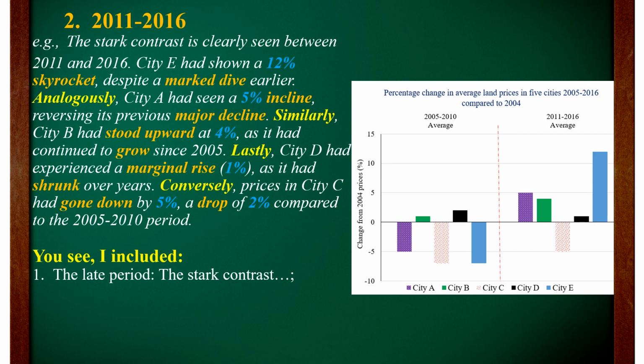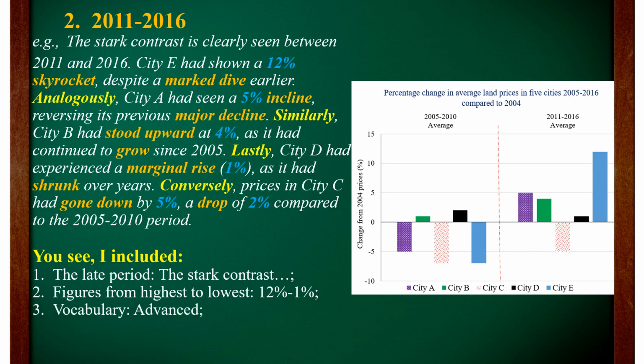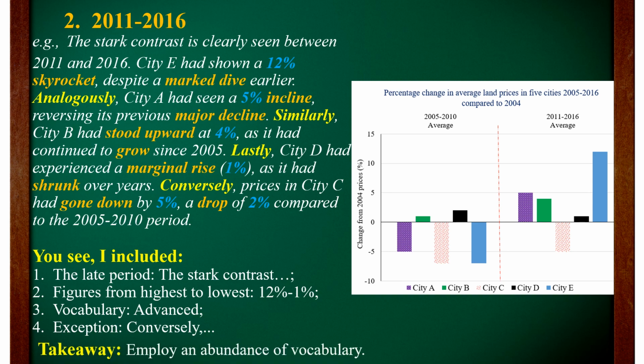Then I kick off the data description with a group of rising trend from the highest to lowest, from a 12% rise in city E to a 1% rise in city D, in order. Remarkably, from one city to another, I wisely employed different word choices to show similar patterns, such as analogously and similarly, and to show the order, such as lastly. Next, I use a sentence connector, conversely, to introduce a reverse trend in city C. One remarkable takeaway here is to use an abundance of vocabulary.